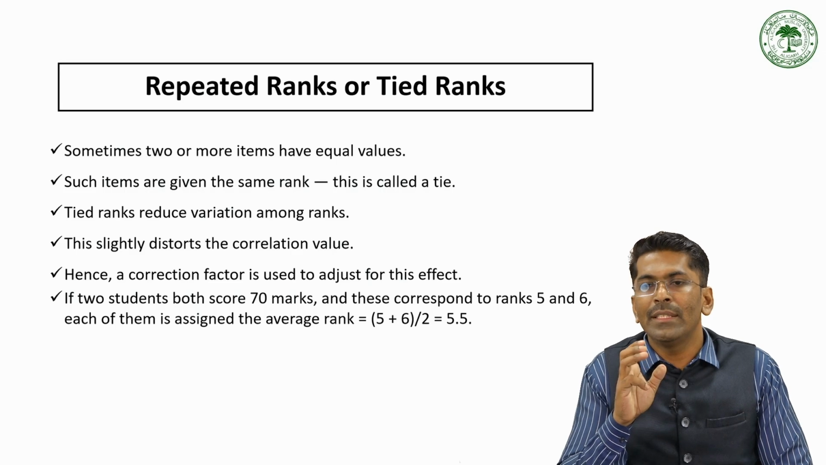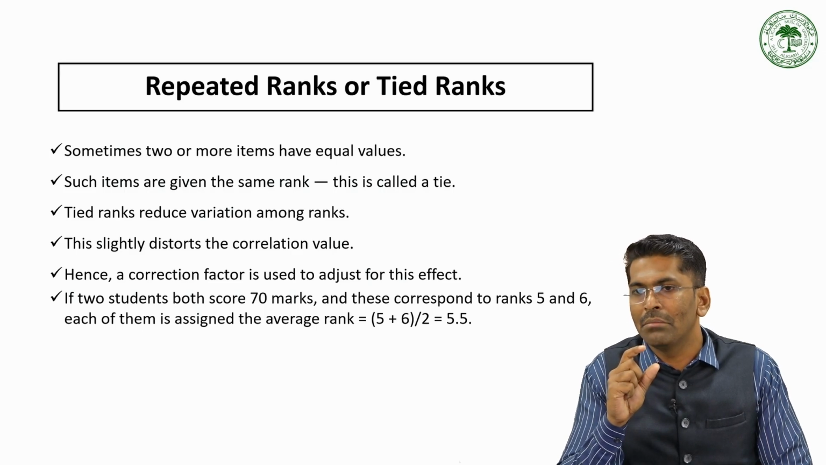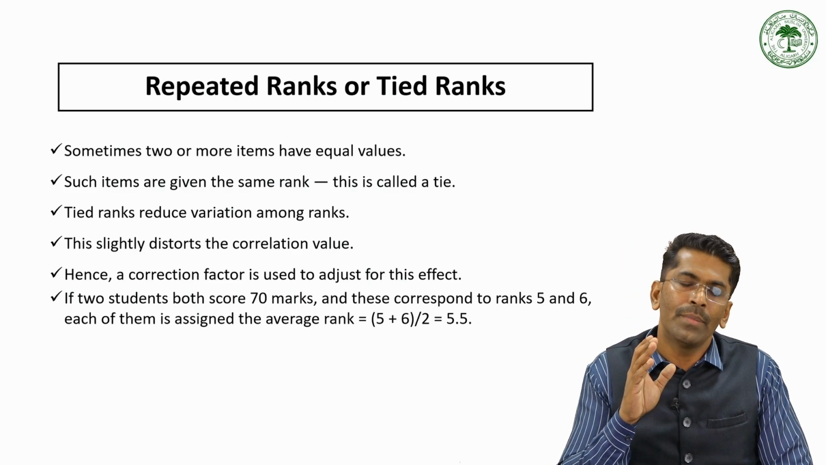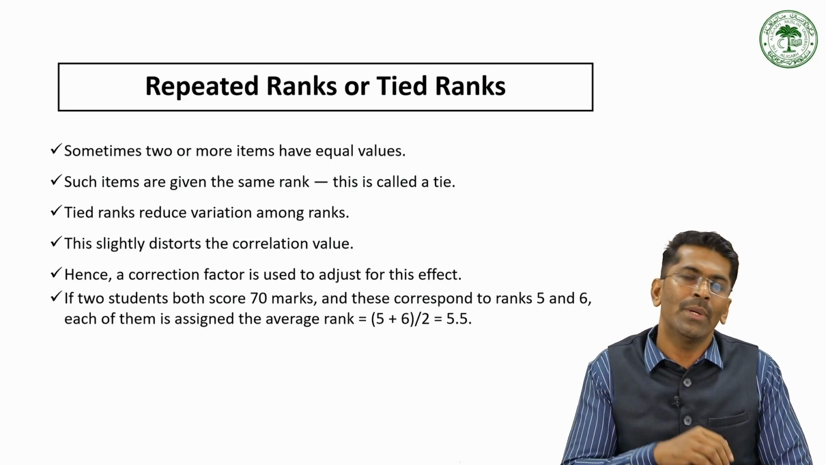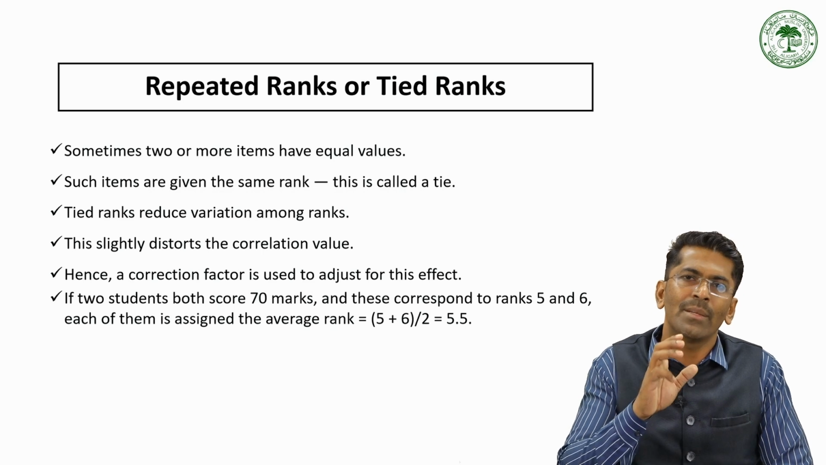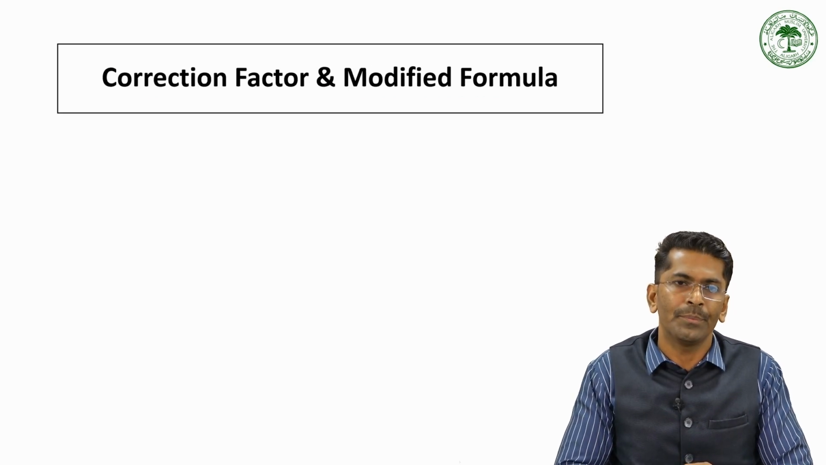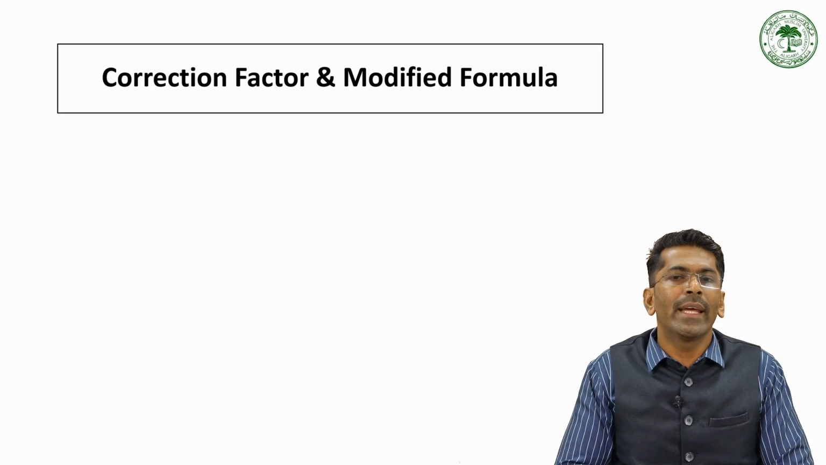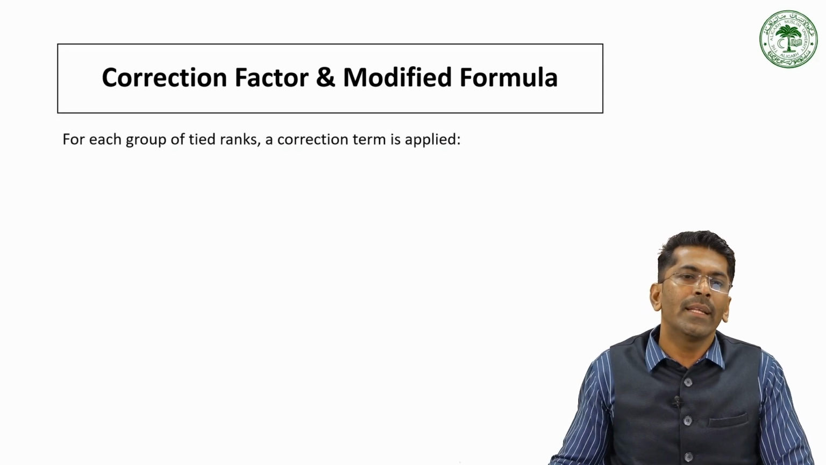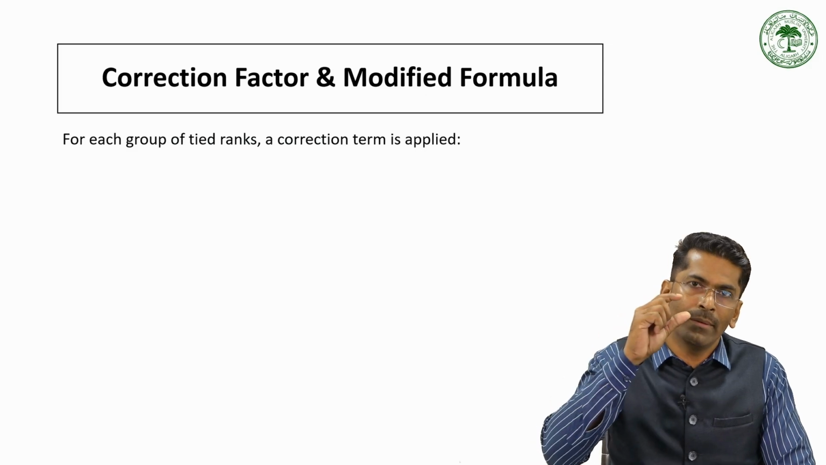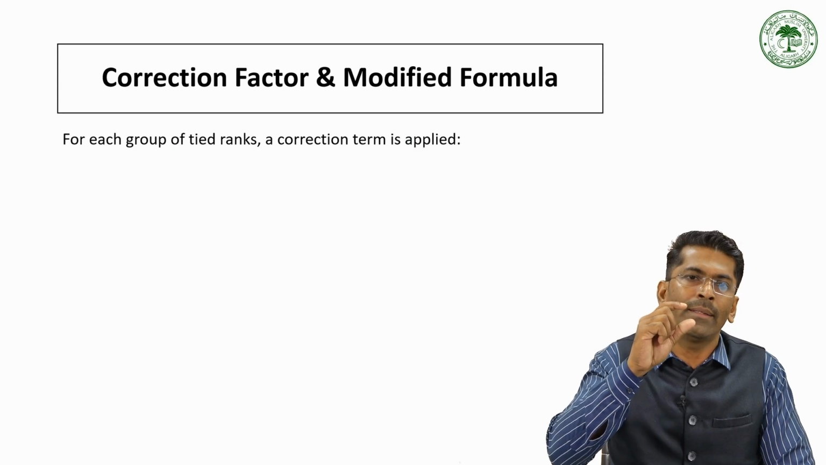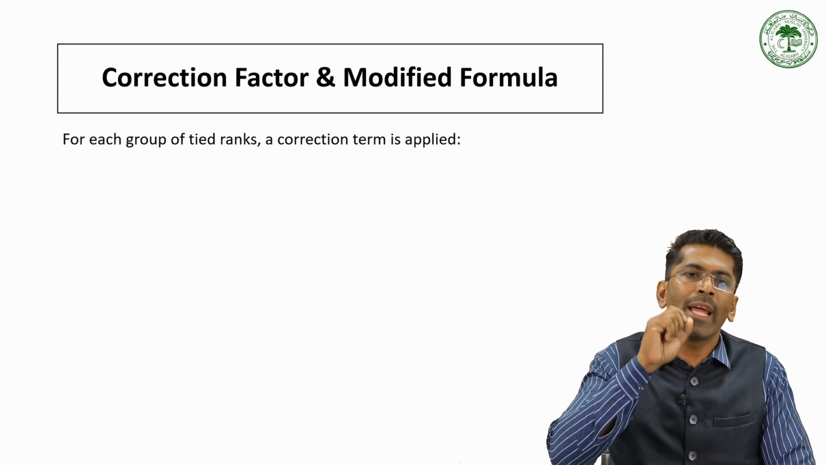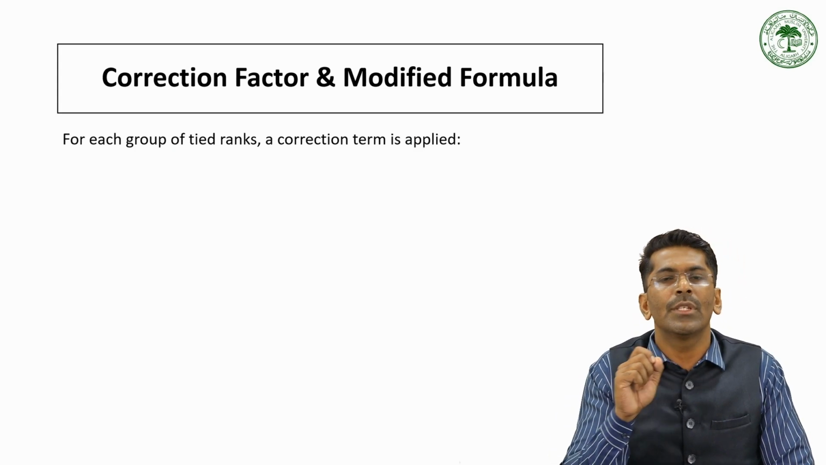Even though the change is very small, it ensures statistical precision and avoids both overestimation and underestimation of the correlation coefficient. We will consider some examples so that it will be more clear. See, what is the correction factor? If ties occur for each variable, that means the same ranks come out, then the correction term should be applied.